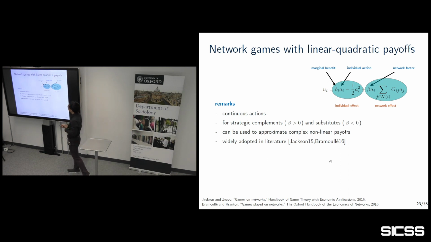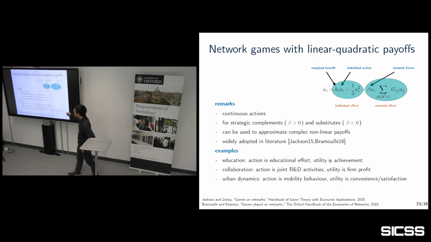And this is a simple quadratic model, but it can also be used to approximate more complex nonlinear payoffs. So that also makes it general. And this is also a well-adopted model in the literature of games on networks. Again, we have a lot of examples that I just gave before that can suit these games. You can think about educational effort, collaboration, or even individual mobility choices in the context of urban dynamics.